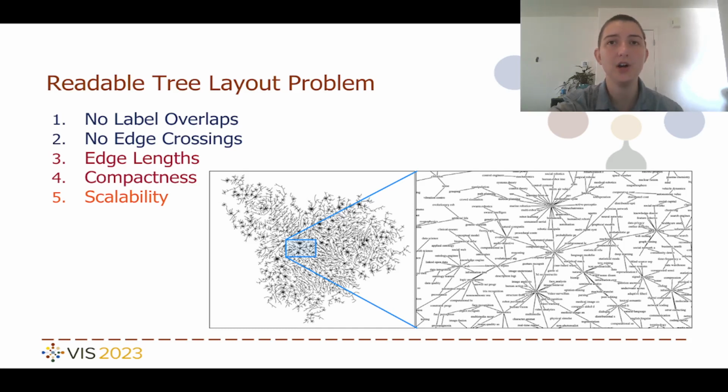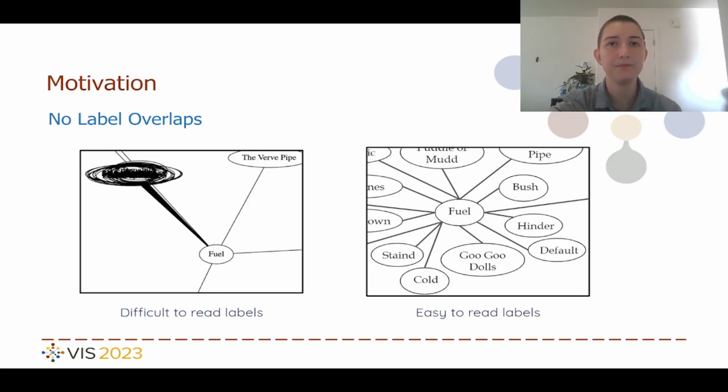We define two hard constraints and two properties that should be optimized for readable tree layouts. The first requirement is that node labels should be readable and should not overlap. As seen in this image, it is impossible to read many of the labels on the left, due to the overlapping nodes. On the other hand, our algorithmic framework produces a layout shown on the right, which is more readable as none of the words overlap.